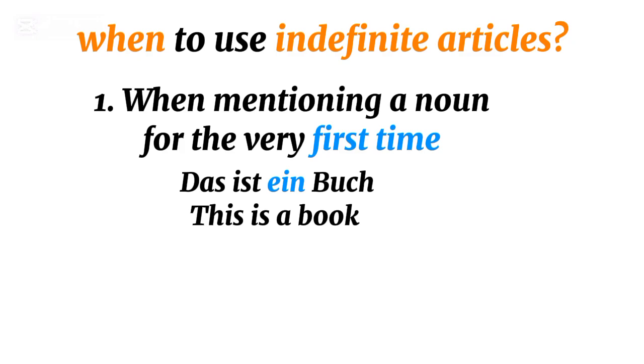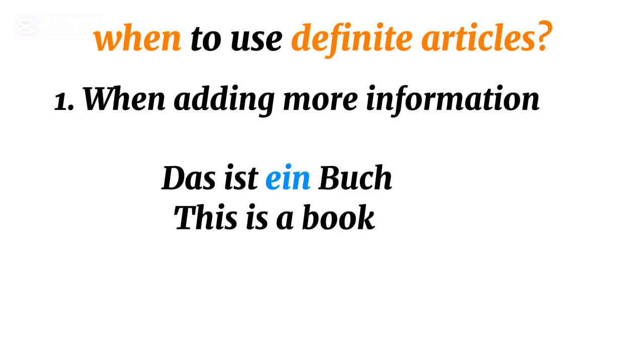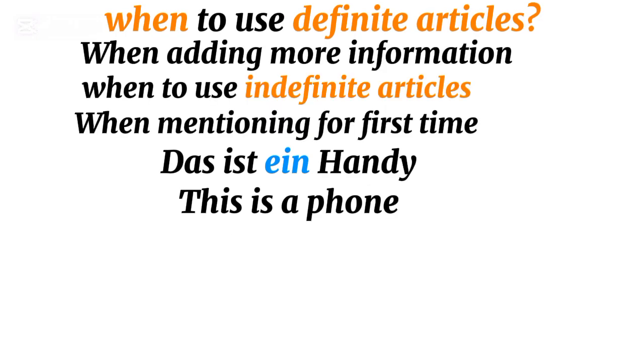Then when we want to add more and more information, now that's when we can go for a definite article, which is now "the" in English, and which is now either die, das, or der in German. Next example, we can say, das ist ein Handy. We are just introducing the noun Handy, which means phone, for the first time. Now we want to give more information, we want to talk about it more, and we want to mention it now for the second time. That's when we will go for a definite article.